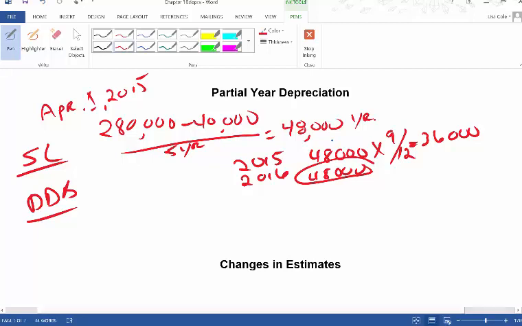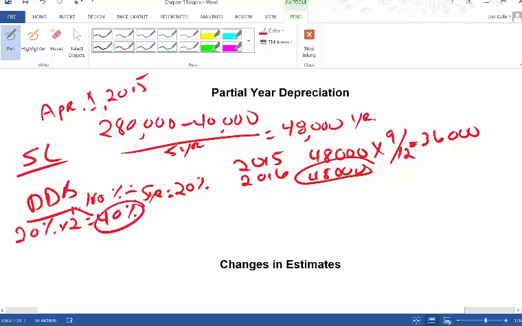So my double declining balance method, if we look at the same problem, remember we start out by getting our rate, 100% divided by 5 years. And so the straight line rate would be 20%. And so I'm going to double that. 20% times 2 gives me a 40% double declining balance rate.